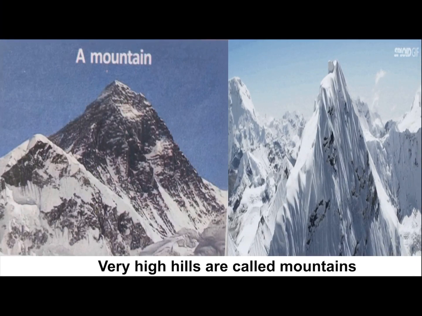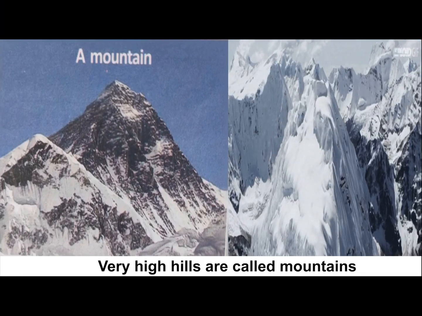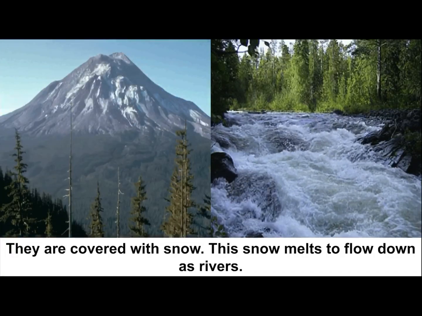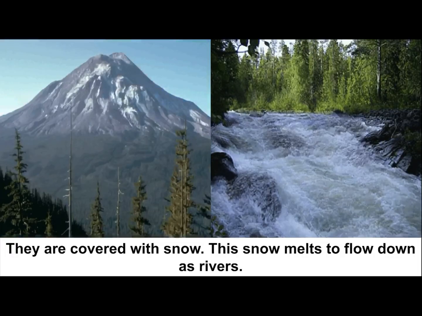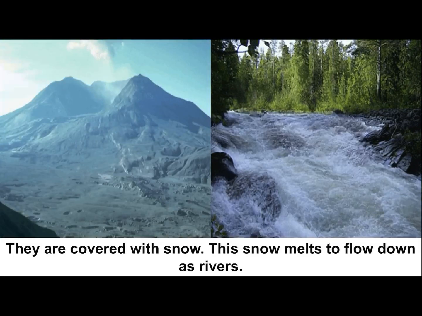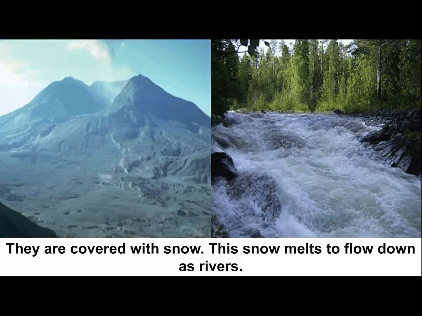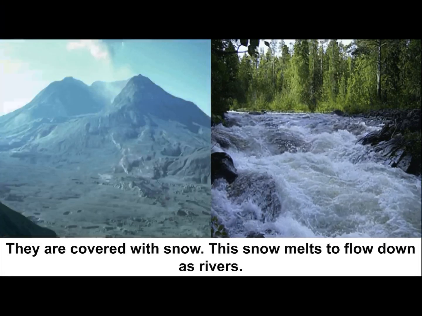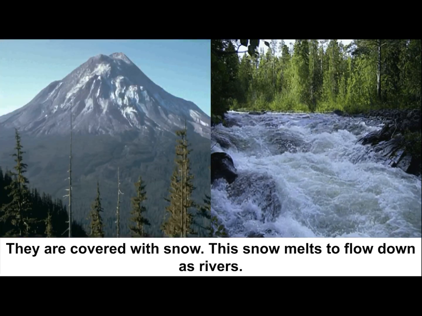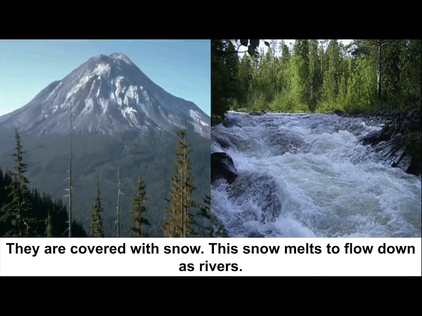Mountain. Hills are smaller but very high hills are called mountains. They are covered with snow. Now children, you can see that the mountains are very high hills and the top part of the mountain or the tip of the mountain is called the peak and the mountain is covered with snow. In summers, the snow of the mountains melts and the water comes down to the plains and it is known as rivers.